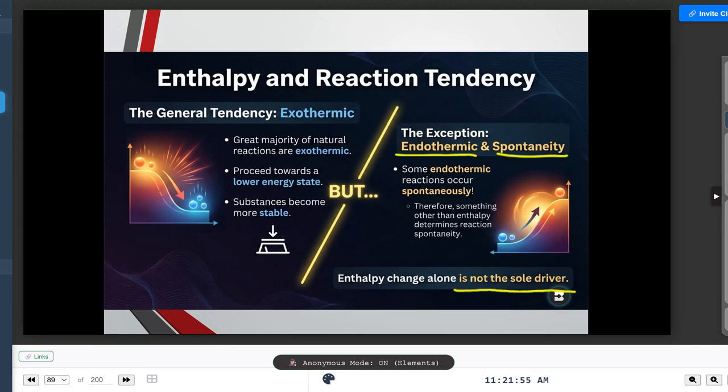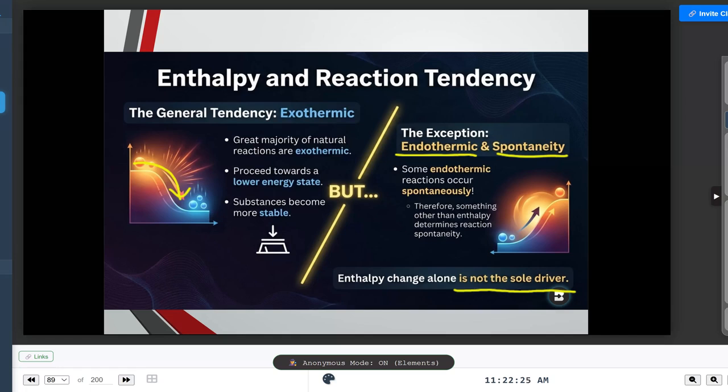And so your enthalpy change alone is not the sole driver. You've got some things that are actually going to rise up. Okay, they're going to store energy in their bonds in a natural way. Okay, something other than enthalpy can determine spontaneity of reactions. So we are going to talk about how entropy ties into that. Kind of see here with our diagrams that we've got, this is the natural order of kind of falling down, right?